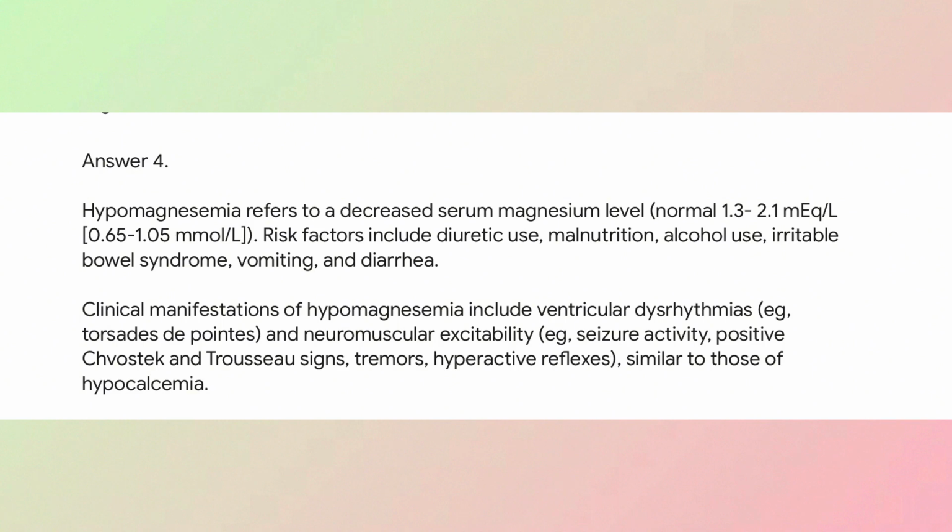Hypomagnesemia refers to a decreased serum magnesium level (normal 1.3 to 2.1 mEq/L, 0.65 to 1.05 mmol/L). Risk factors include diuretic use, malnutrition, alcohol use, irritable bowel syndrome, vomiting, and diarrhea. Clinical manifestations of hypomagnesemia include ventricular dysrhythmias, e.g., torsades de pointes, and neuromuscular excitability, e.g., seizure activity, positive Chvostek and Trousseau signs, tremors, hyperactive reflexes, similar to those of hypocalcemia.